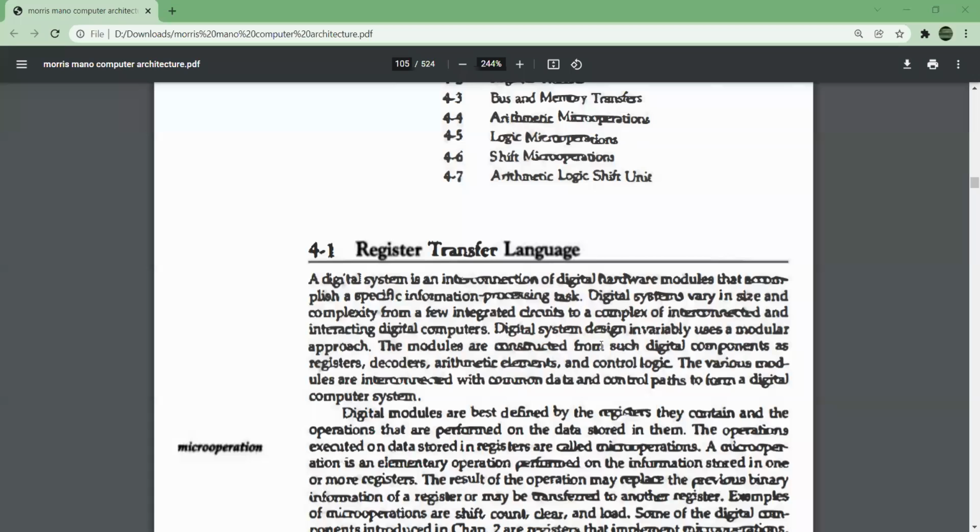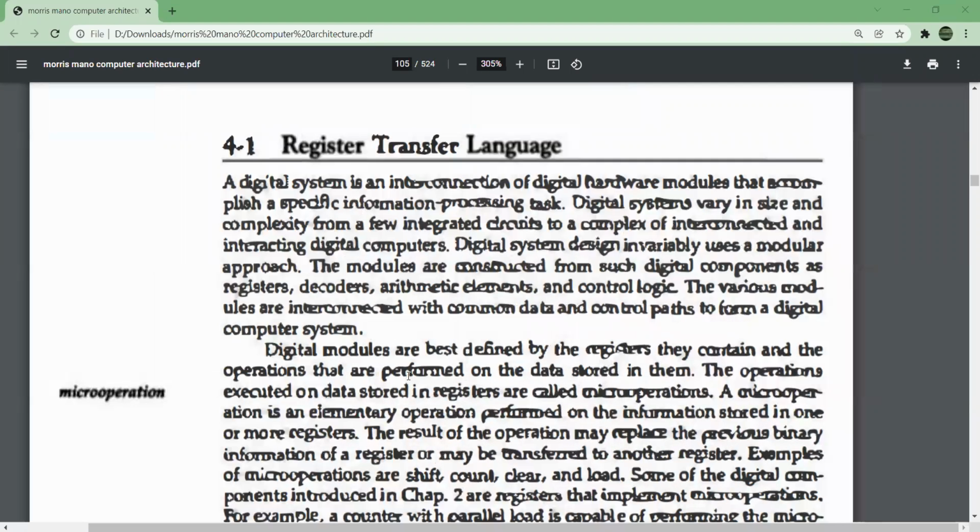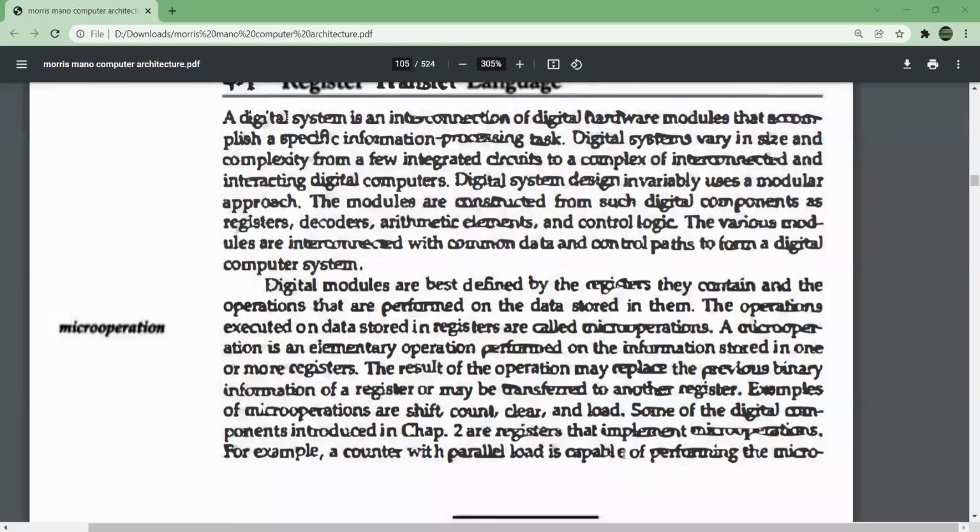So first of all, we need to understand what is the meaning of a micro operation. हम किस चीज को माइक्रो ऑपरेशन बोलते हैं? It is a very small little definition, but yes you should know it because it has an impact on other terms that we are going to study. So a digital module means computers are best defined by the registers they contain and the operations that are performed in the data stored in them. तो यहाँ पर क्या बात हो रही है?